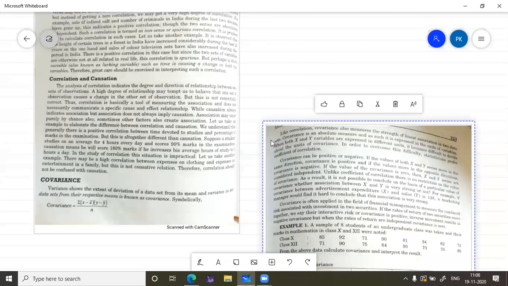So first thing is, what is the covariance?